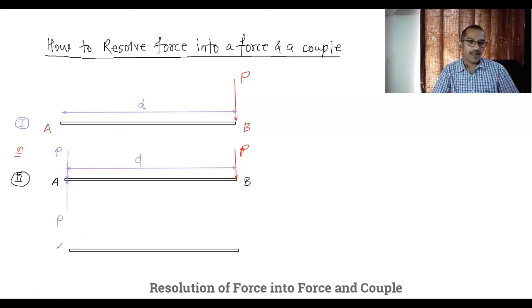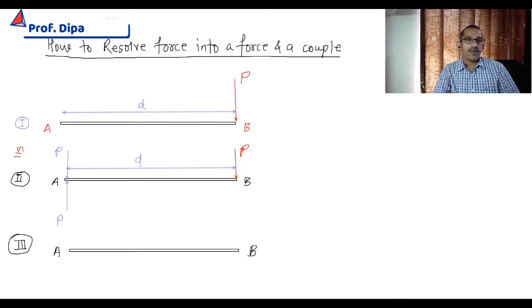Now again I will draw one figure, just see here. This is your end A and this one is end B, bar AB having length D. Suppose this is the third case. Now in the second figure we are getting three forces. From this, this one is the force P upward and this is P downward. If we concentrate on these two forces, which two forces?